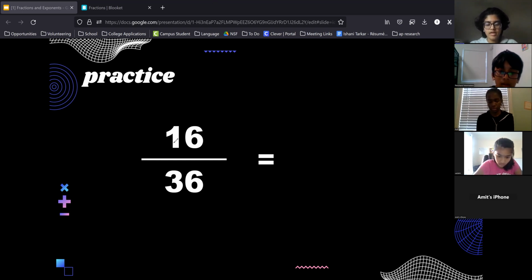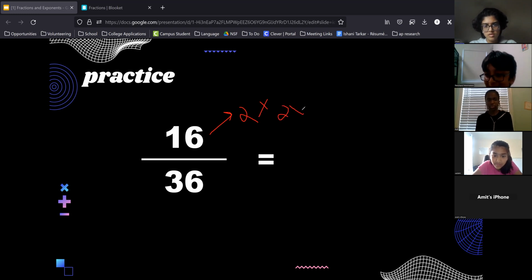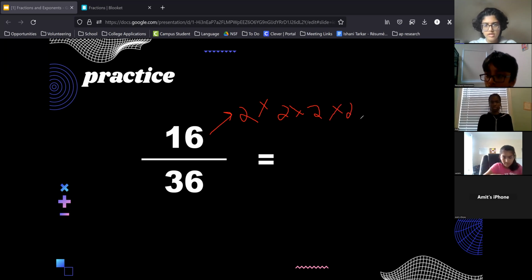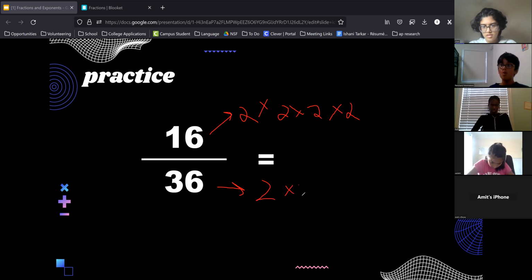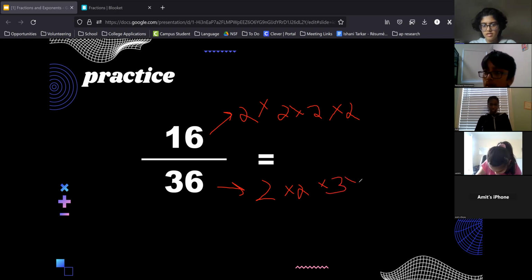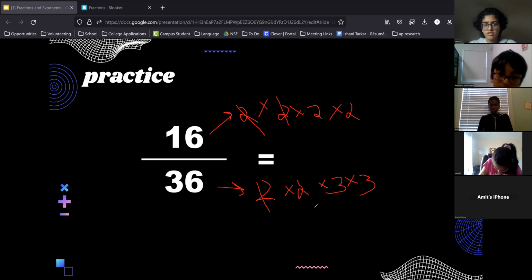So you can tell 16 is equal to 2 times 2 times 2 times 2, right? And then 36 is equal to 2 times 2 times 3 times 3, since 36 is equal to 6 squared and 6 is equal to 2 times 3. And then we can cancel out the shared factors, right? So 2 times 2 is shared by both 16 and 36.